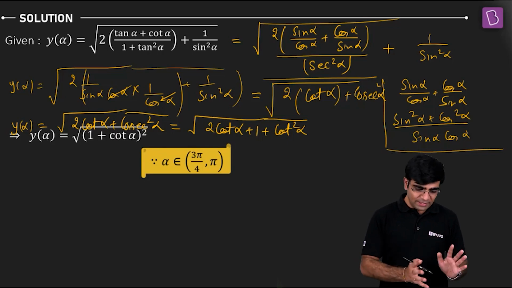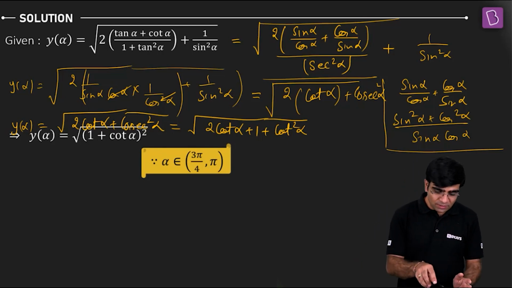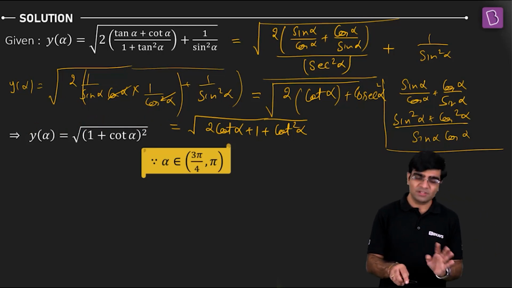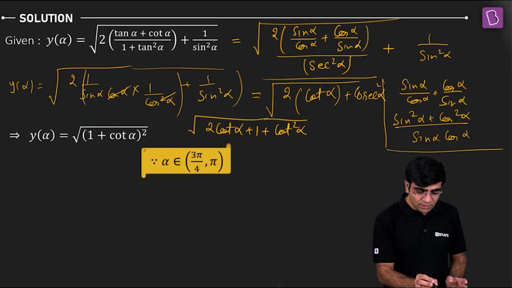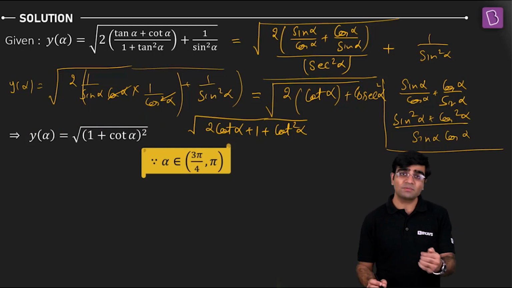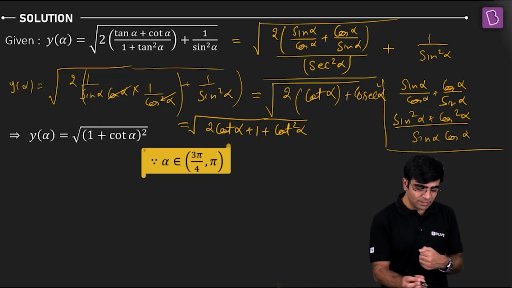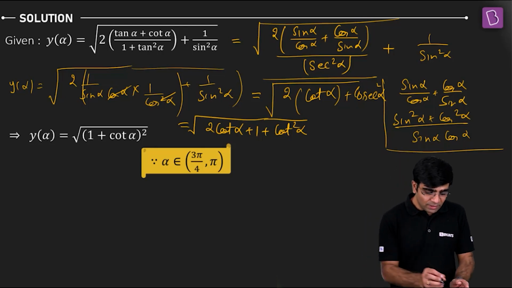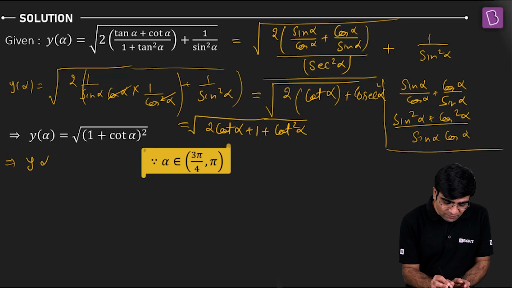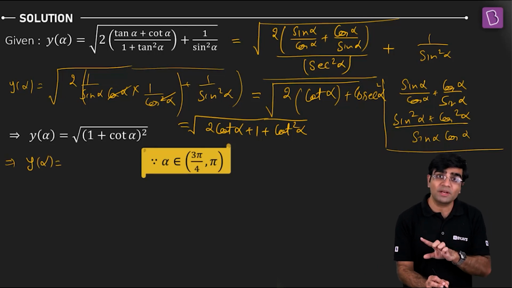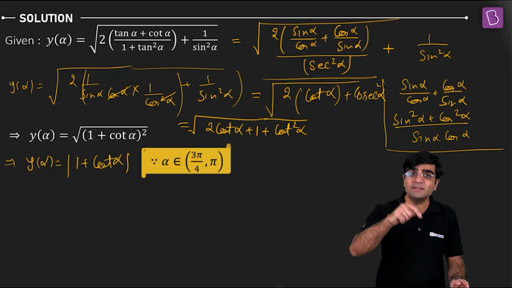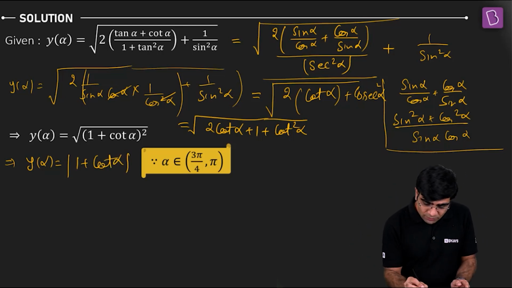Okay. So although we have restrictions on the other one, I'm writing this step so that you can see it clearly. After modification, we reach here: under root of 2 cot alpha plus 1 plus cot square alpha. And from here, I've modified it to y alpha equal to under root of 1 plus cot alpha the whole square. Now, if I try to simplify further, under root of a square is always what? Mod of that number. And that is the reason why this question has been asked in mains. Under root of a square is always the absolute value of that number.